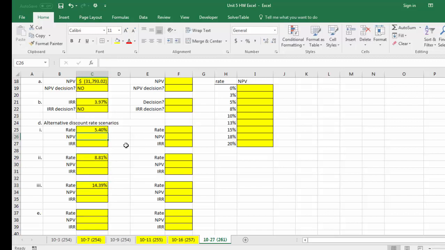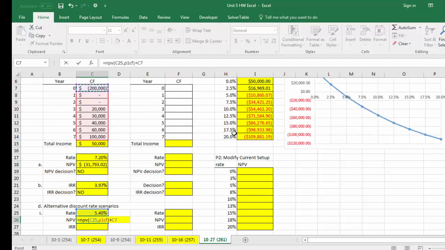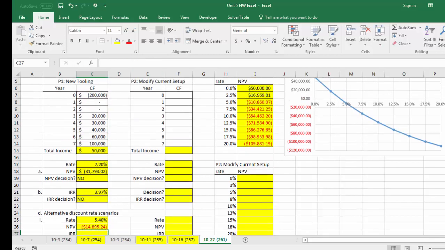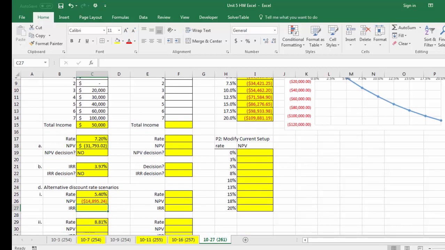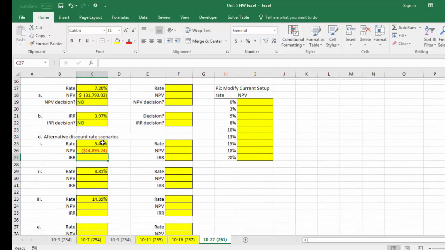All right, well, what do we want to do? We want to run the NPV and IRR again for each scenario. So the rate is this one we just plugged in. My values are my project one cash flow range again. And then we're going to add C7, which was the initial outflow, to net it out. All right, so that makes sense. Anything above 3.97%, this thing's going to have a negative cash flow.